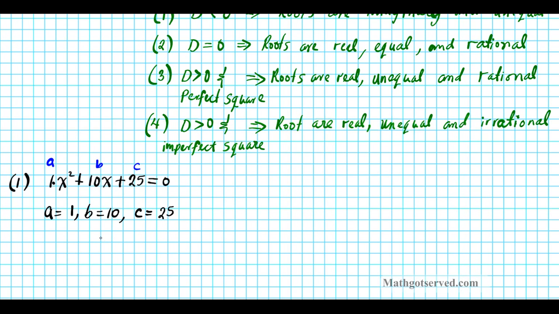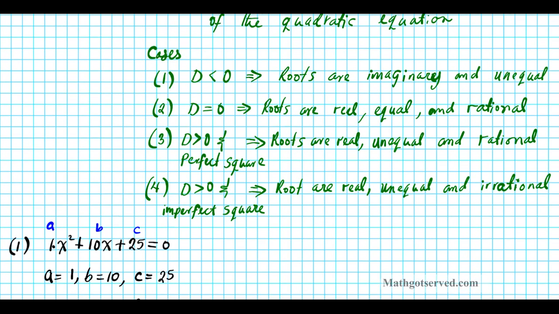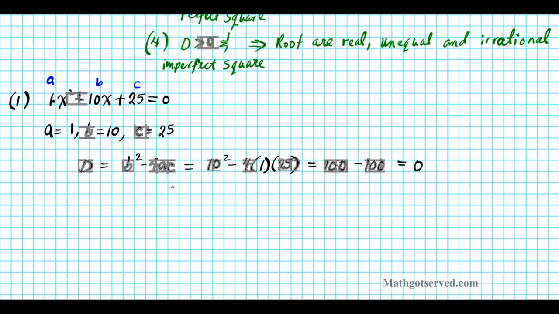What are we looking for? We're looking for the discriminant. The discriminant d is given by b squared minus 4ac, from the quadratic formula, the radical component. What's the value of this? Substitute these values into your radicand expression, and we'll have 10 squared minus 4 times 1 times 25. Using your order of operations, we have 100 minus 100, which is equal to 0. Okay, so this is case number 2, where we have a 0 discriminant.